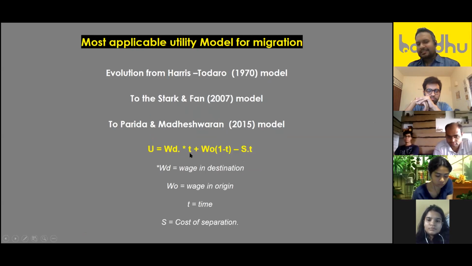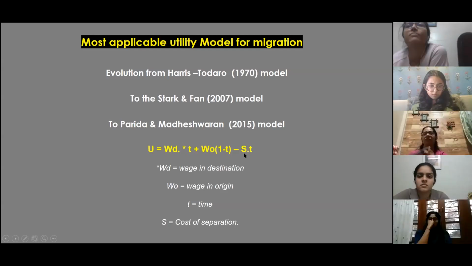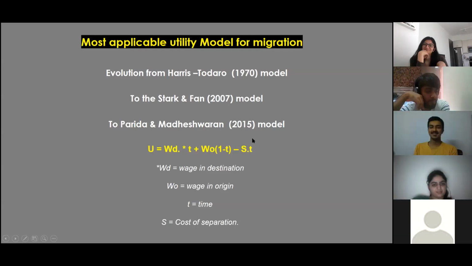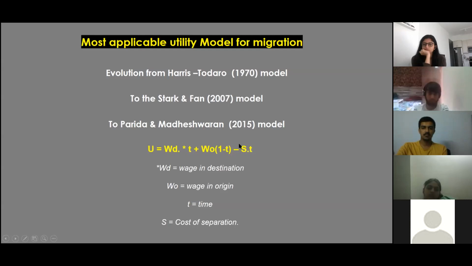Utility, according to this formula, is the wage that you get in the destination multiplied by the time spent in the destination, plus the wage in origin multiplied by 1 minus time, because that time you already spent. This is basically total earning: earning in the city, earning in the village, minus the social cost. That is, the cost of social separation.